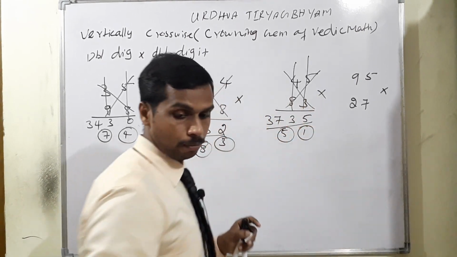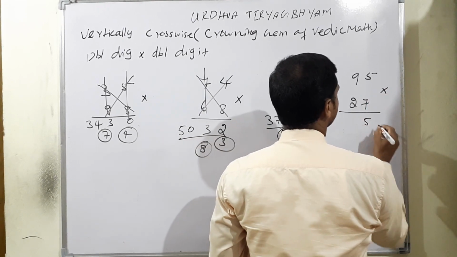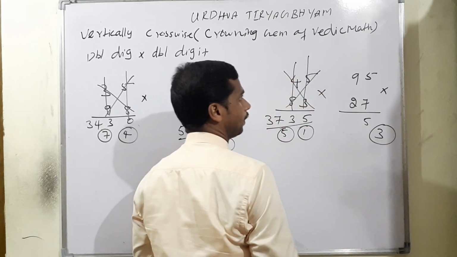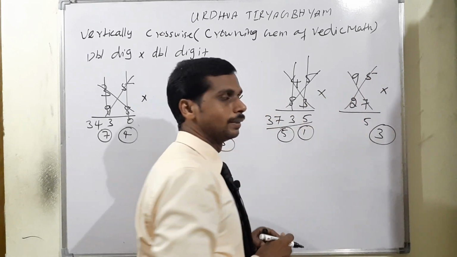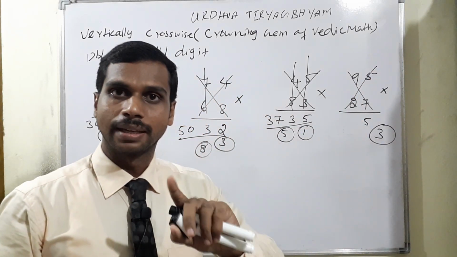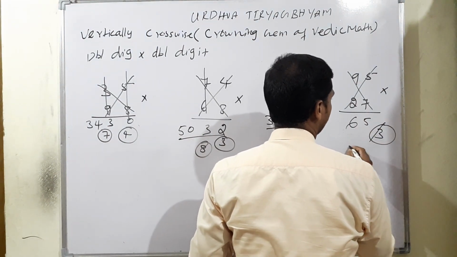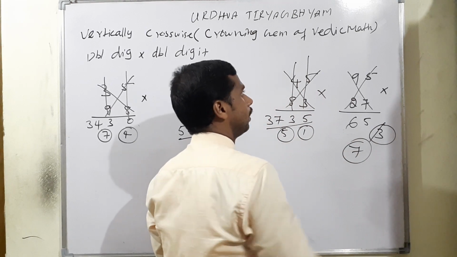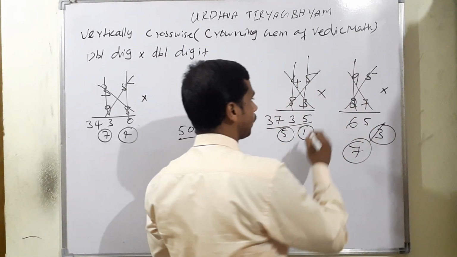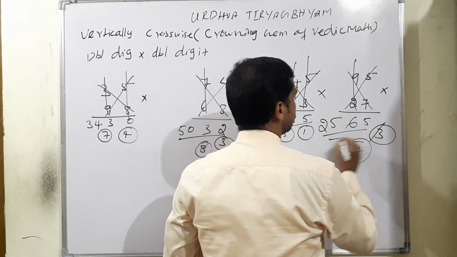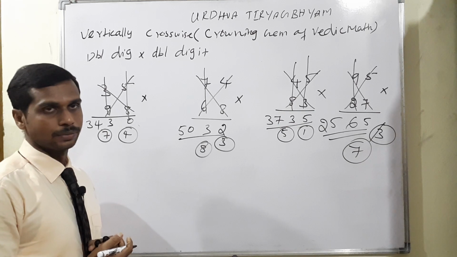So next, the last one number. 5 7s are 35. Again 5, and 3 will be carry. 9 7s are 63. 2 5s are 10. 63 plus 10 is equal to 73. 73 plus 3 is equal to 76. Therefore now the carry will be 7. 2 9s are 18. 18 plus 7 is equal to 25. This is your answer. 95 into 27 is equal to 2565.